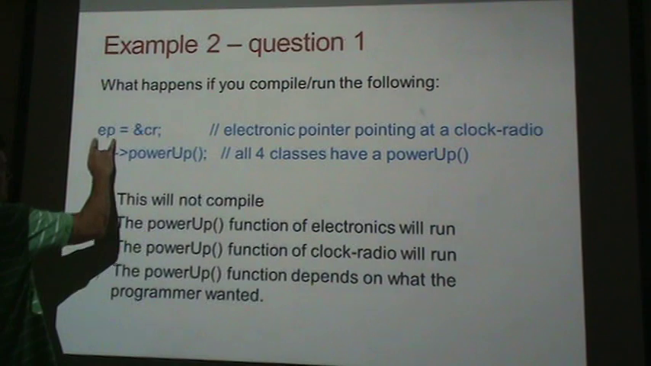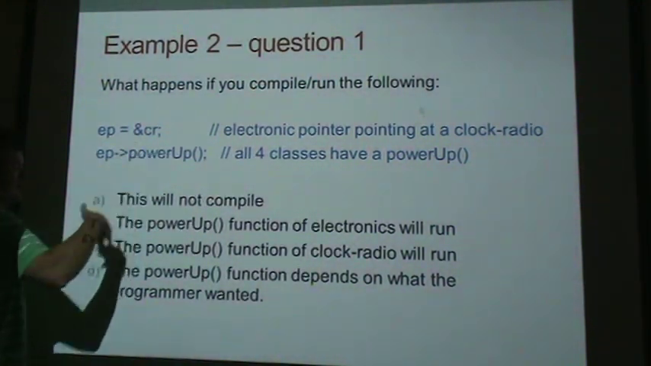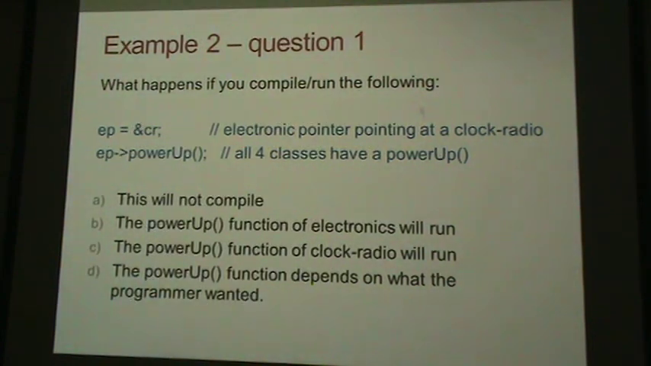So the electronic pointer could point at a clock radio, and then you might be able to call functions available to an electronic. So would you allow this, or would you make it a compiler error? And I'm thinking it's similar, yeah?